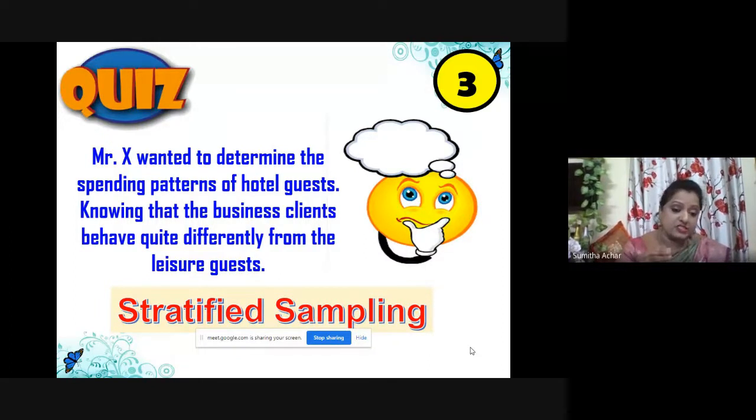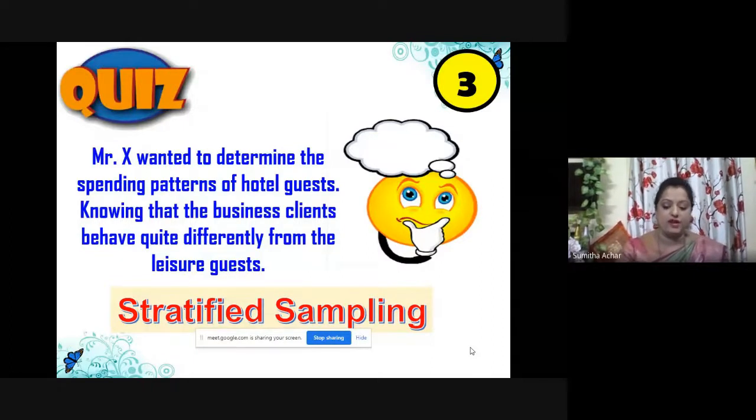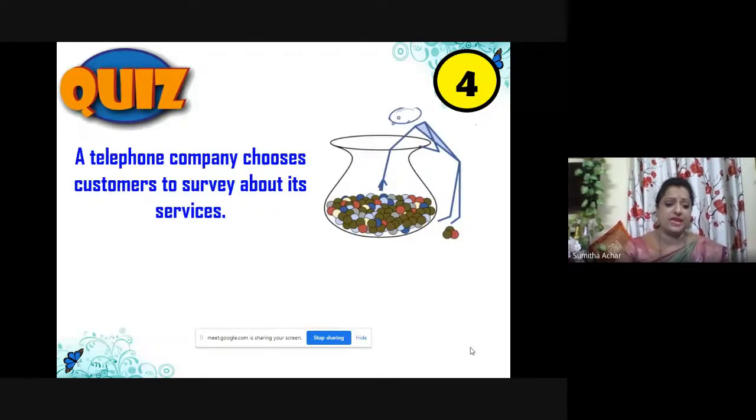Vijaya sir, it is not a quota sampling. It would have been a quota sampling if the hotel did not have the database. But generally, when you log into the hotel, they will ask for your details, either in the form of identification cards, isn't it? So your database is already recorded. So this is your stratified sampling.